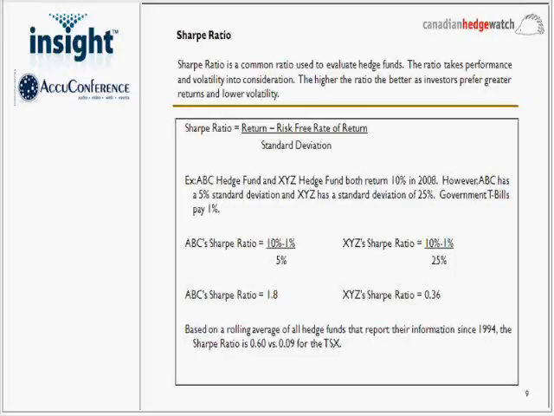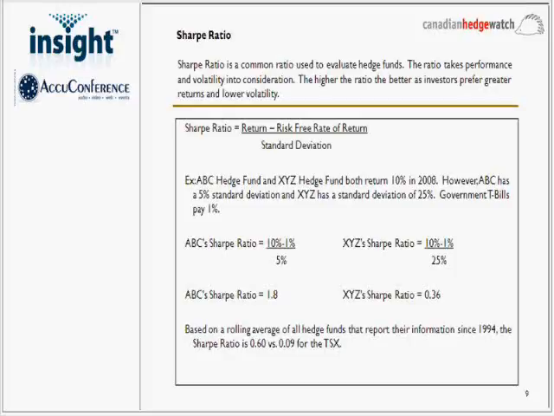And so one of the generic gauges that we have for hedge fund performance is the Sharpe ratio, because it incorporates standard deviation, or volatility. The formula itself is return, so the total return on the hedge fund, minus the risk-free rate of return, over standard deviation. So I will give two examples here of ABC and XYZ hedge funds that both returned 10% in 2008. However, ABC had a 5% standard deviation, whereas XYZ has a 25% standard deviation.